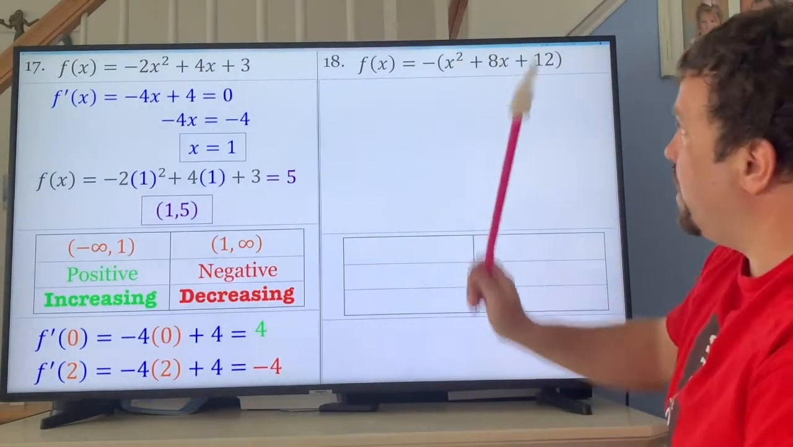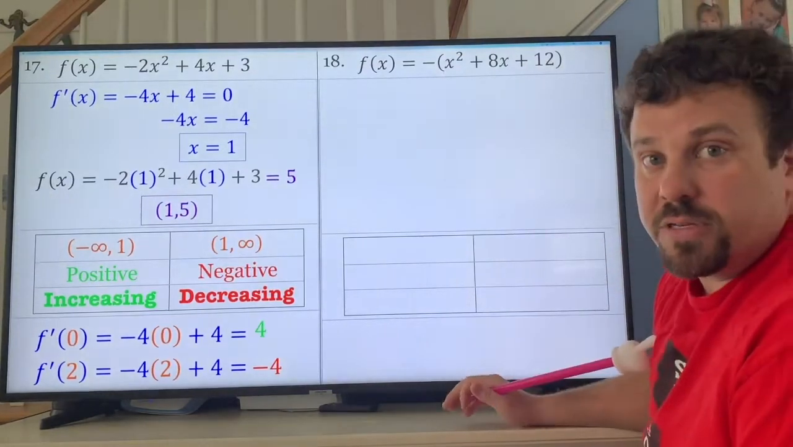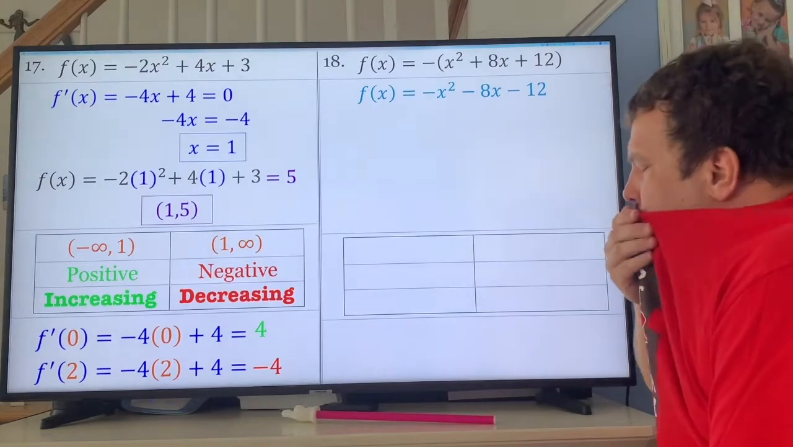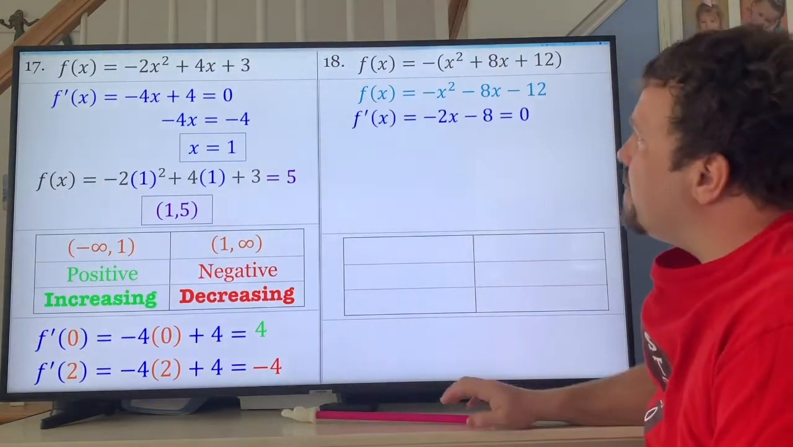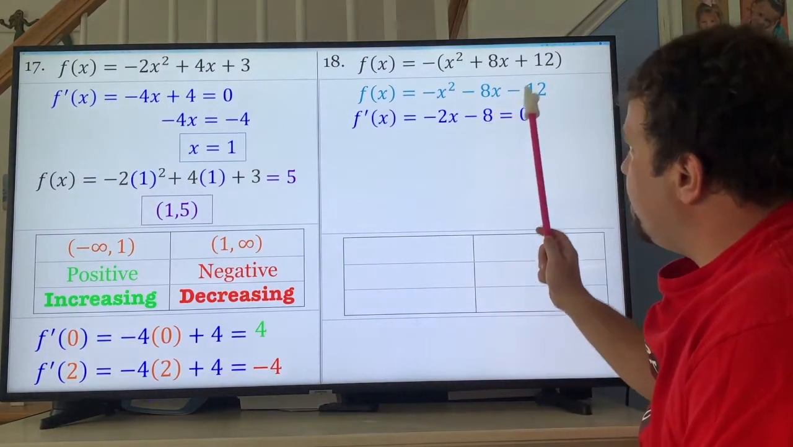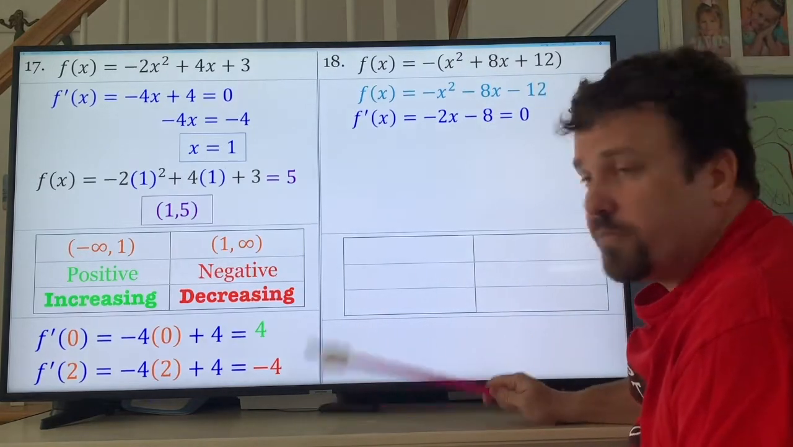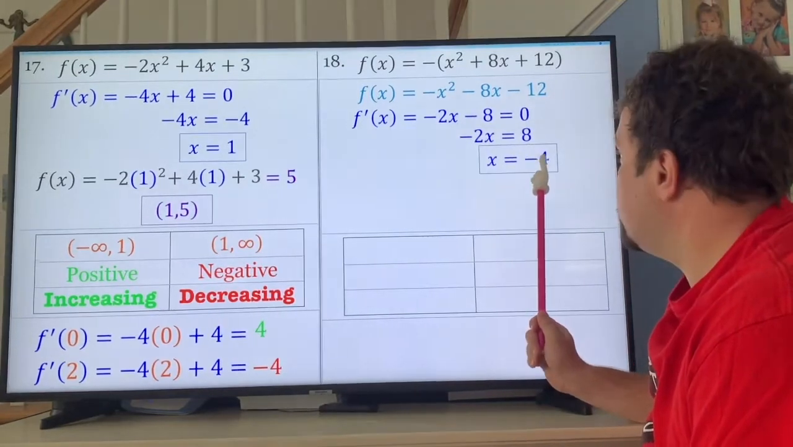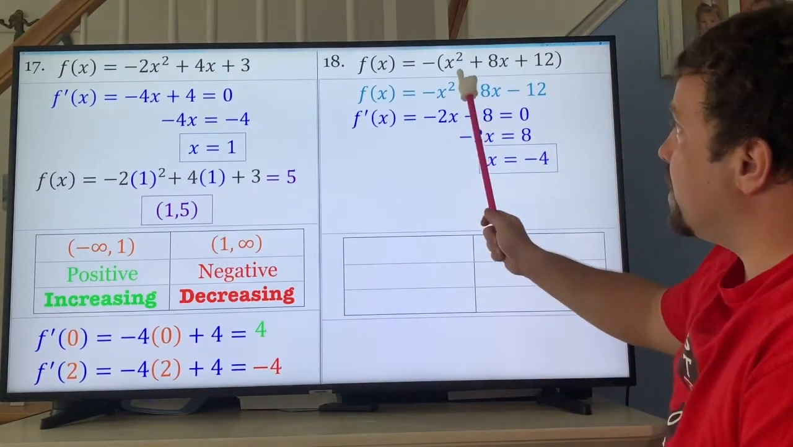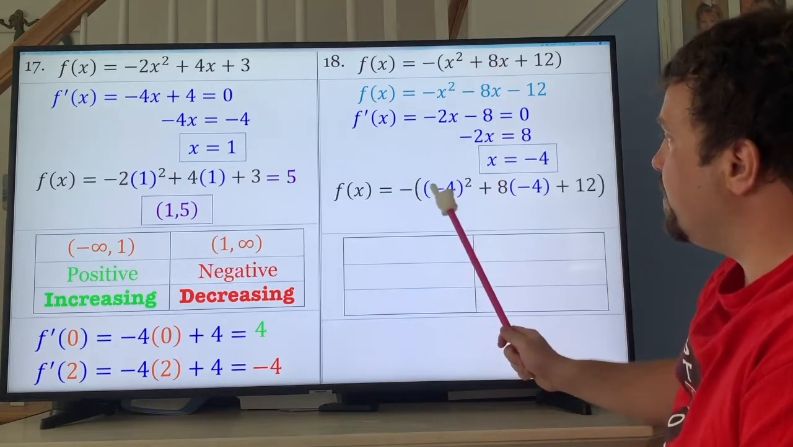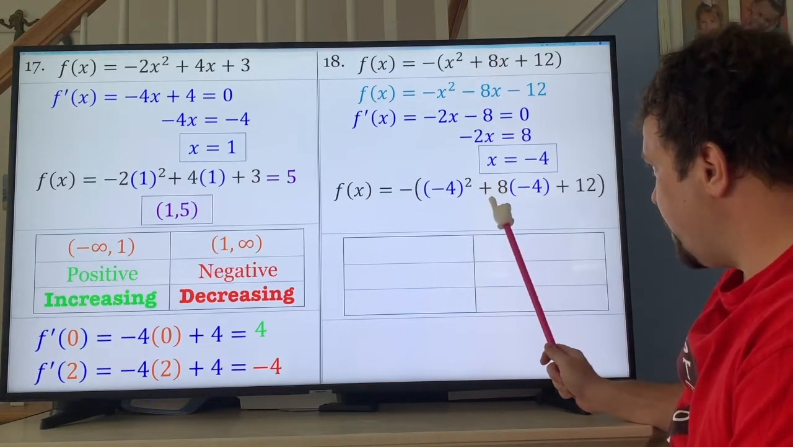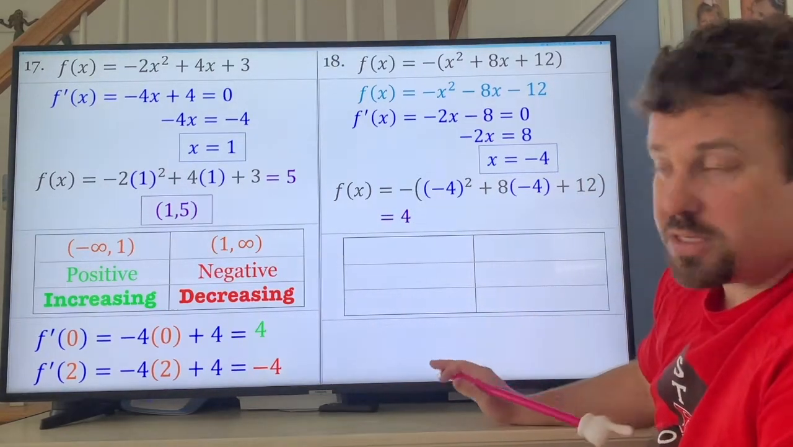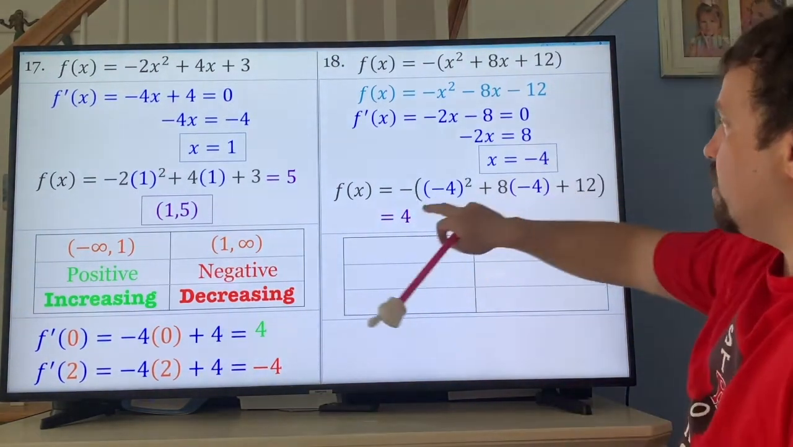All right? Right here. Distribute that negative first. Negative x squared minus 8x minus 12. Now you derive it. Negative 2x minus 8 minus 0 equals 0. Add 8, divide by negative 2. x equals negative 4. Take that negative 4, plug it into either one of these equations. I can plug it in the top one. 16 minus 32 plus 12 gives a negative answer. So it's a negative negative 4, which is a positive 4. So your extrema point is negative 4, positive 4.